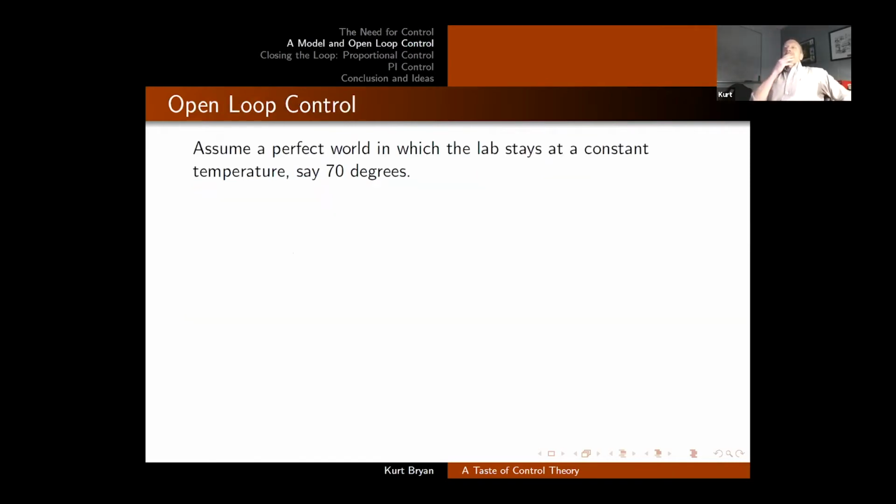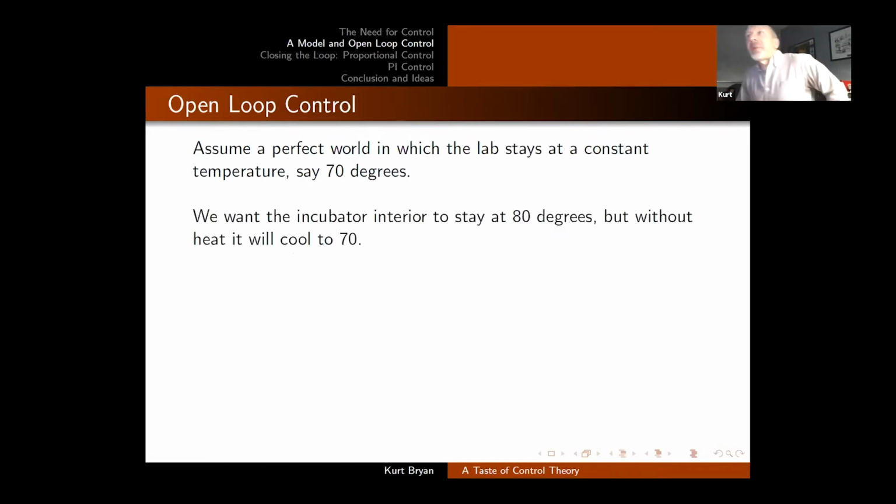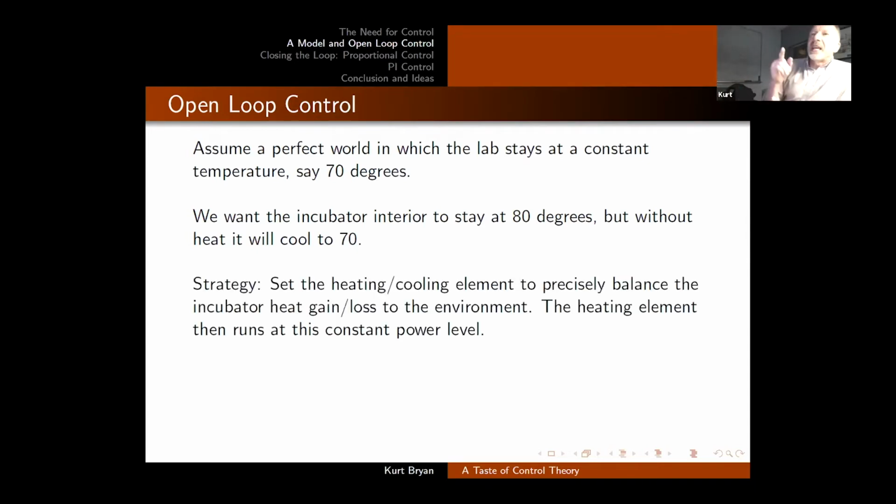So let's do this. To be very concrete, let's say the ambient temperature of the lab is 70 degrees Fahrenheit, and it stays constant at that temperature. We want the incubator to stay at 80 degrees Fahrenheit. Now, if we don't have some kind of heating element in it, we know what's going to happen. It's going to slowly cool to 70 degrees, no matter how well insulated it is. So here's one strategy. If there's a heating or cooling element in this incubator, set it at a constant power level that precisely balances the heat loss to the environment. It will run at that constant power level, and it will keep the incubator at 80 degrees.